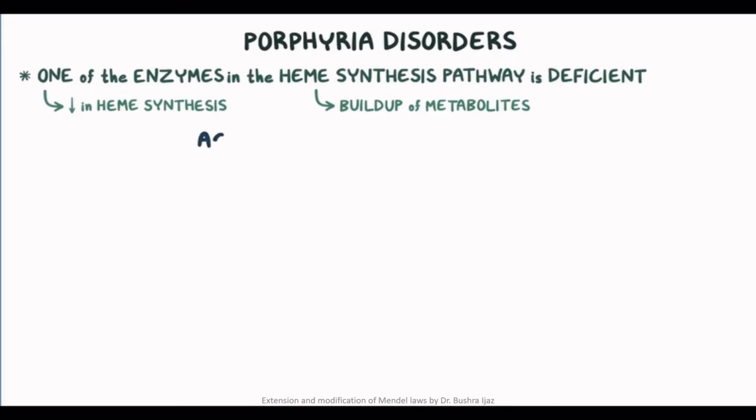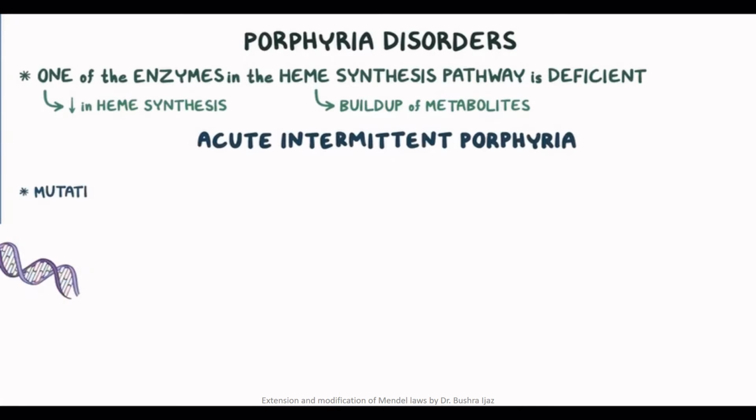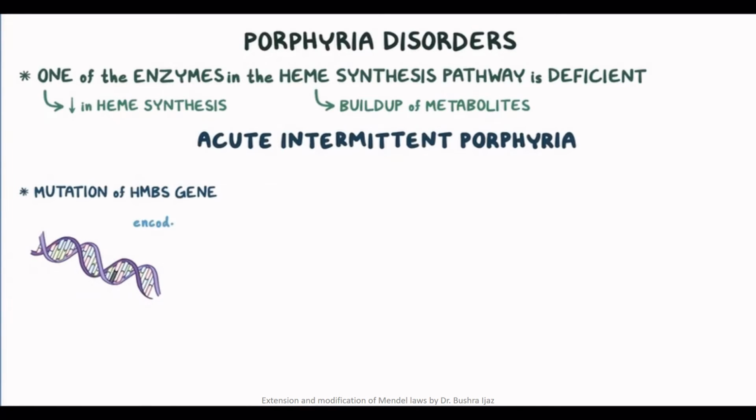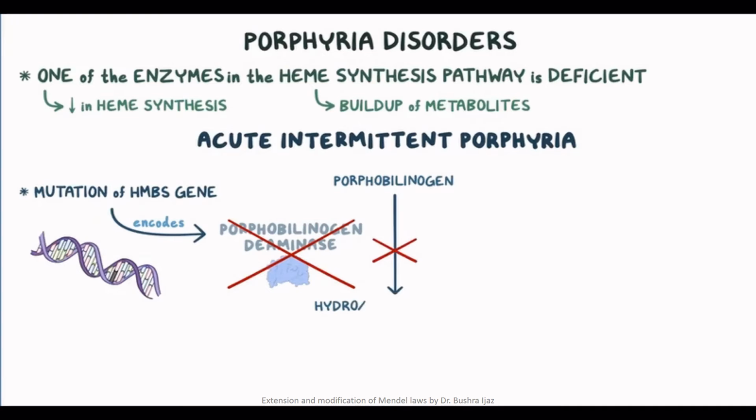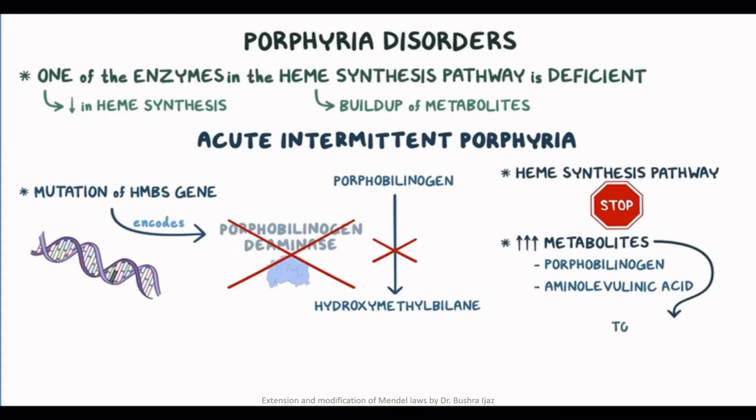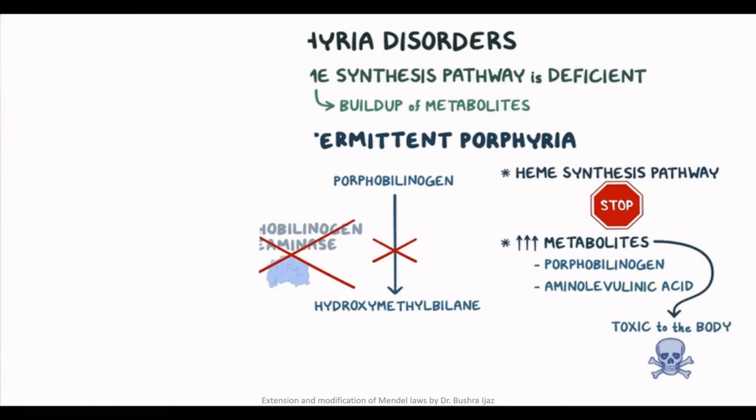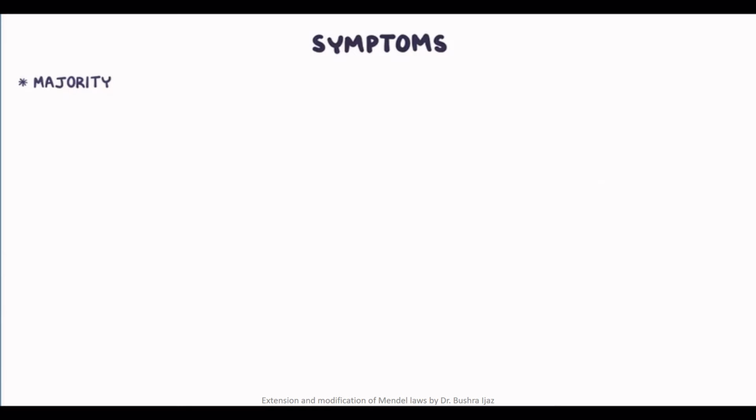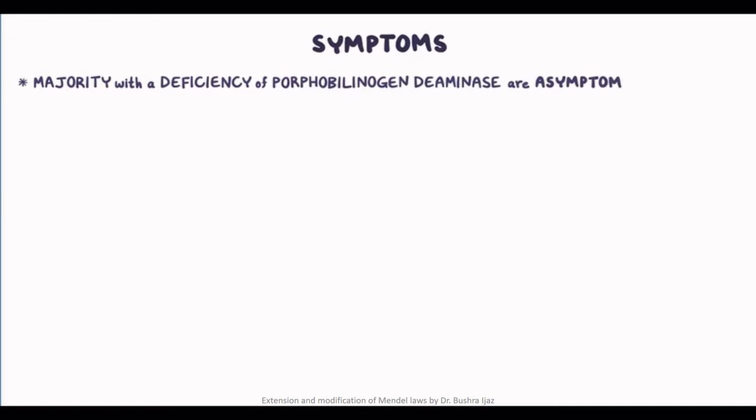Now, individuals with acute intermittent porphyria have a mutation of the HMBS gene, which codes for the enzyme porphobilinogen deaminase. Without this enzyme, porphobilinogen cannot be converted to hydroxymethylbilane, and the heme synthesis pathway cannot continue. Furthermore, it causes the buildup of the earlier metabolites like porphobilinogen and aminolevulinic acid, which can be toxic to the body. The majority of individuals with the HMBS gene mutation and a deficiency of porphobilinogen deaminase are asymptomatic.